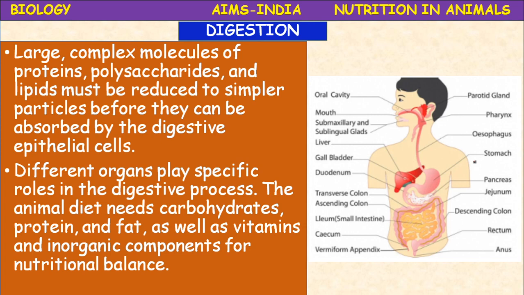Our diet also includes carbohydrates, protein and fats, and also vitamins and some inorganic components like salts for nutritional balance, or we can say a balanced diet, which you have studied in your lower classes. The diet which includes all the nutrients required by our body in proper proportion is called a balanced diet.